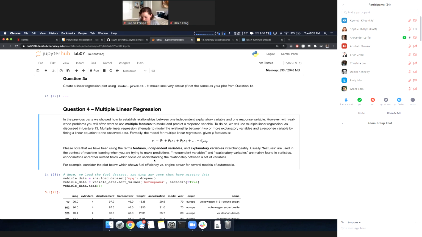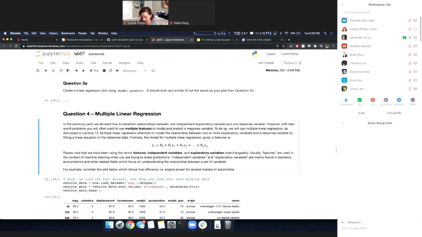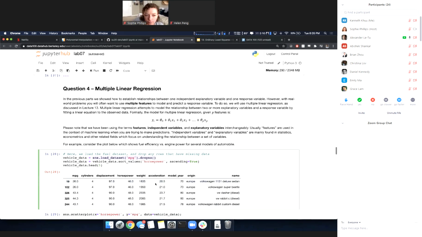For the rest of the lab, we're going to be using a new data set. We're going to use the Seaborn package and load the data set MPG, so miles per gallon. This has a lot of really cool data pertaining to different types of cars. Here we can see a Volkswagen 1131 Deluxe sedan, and it has a bunch of information about the car: the cylinders, the displacement, horsepower, weight, acceleration, model year, and origin.